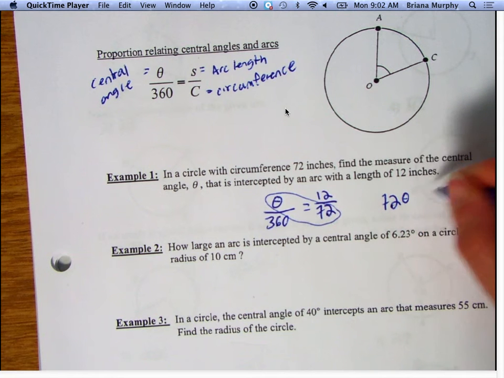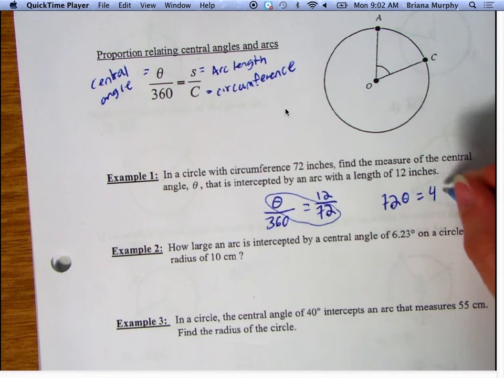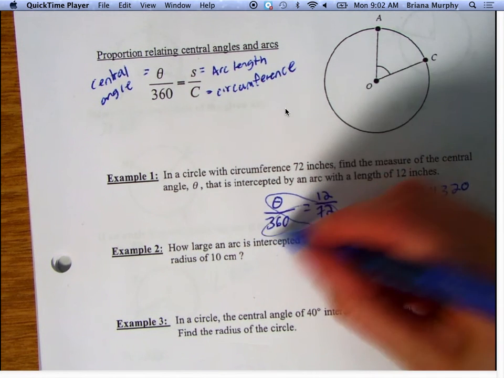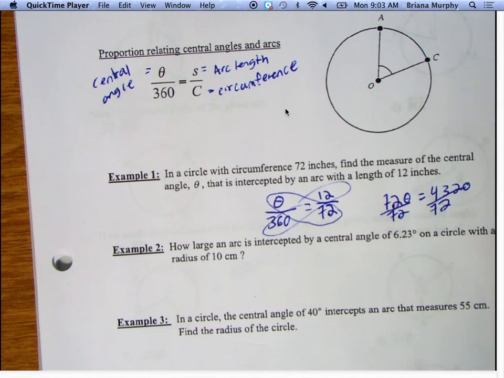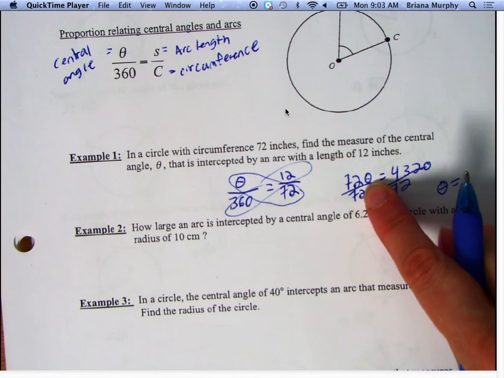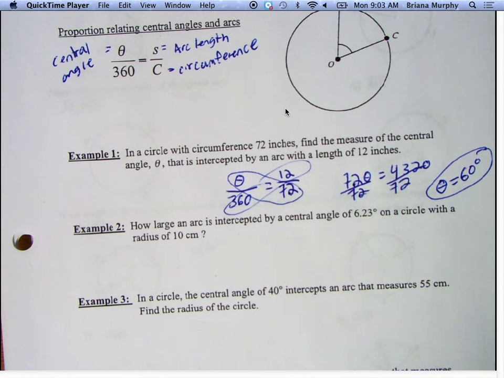72 theta equals, and you can use x instead of theta if that works for you, 12 times 360, which gives us 4,320. Okay, now I'm going to divide by 72. I know my handwriting isn't great, so I'd rather use x because people read theta as 720 a lot of times, and it doesn't. It means theta. So my central angle is 60 degrees. You divide by 72 to get theta all by itself.